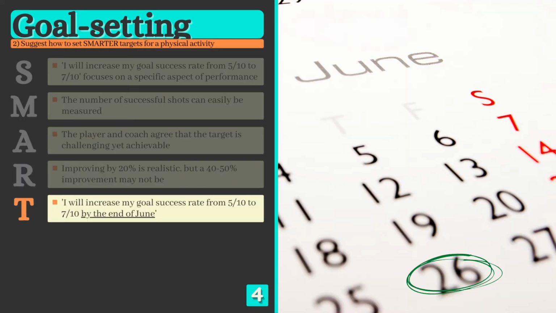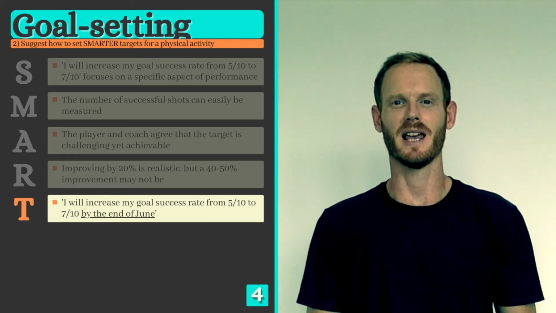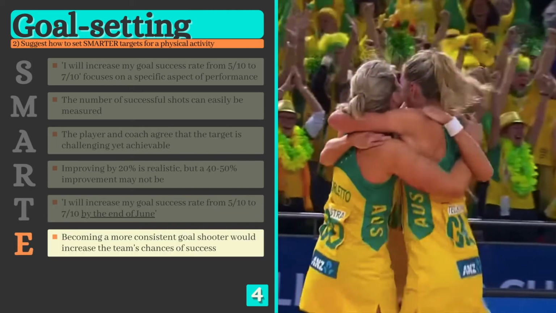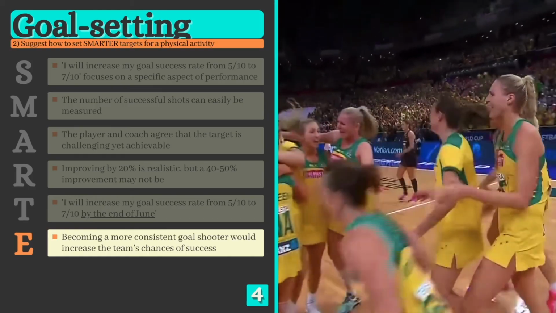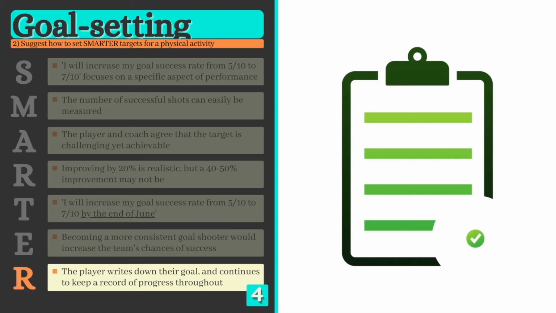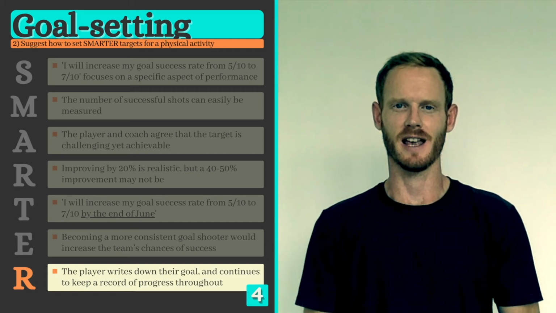The goal is time-phased, as the player has specified a date by which the goal should be achieved. This will allow them to see whether or not they were successful by testing their performance at that date. The goal is also exciting for the player, as becoming a more confident and accurate shooter would improve their contribution to the team and the success of the team as a whole. Finally, the player recorded their target and will continue to record their progress throughout the time period set. This will enable them to see whether or not they were successful.